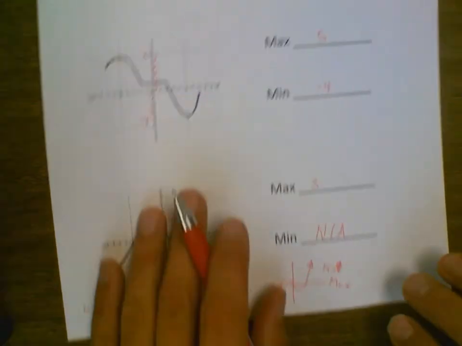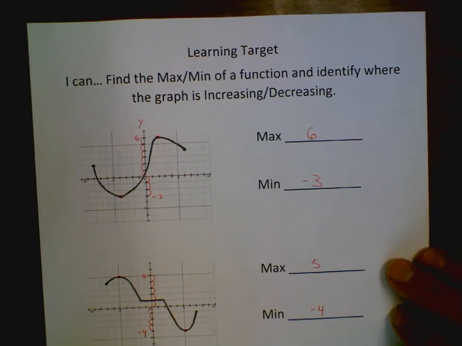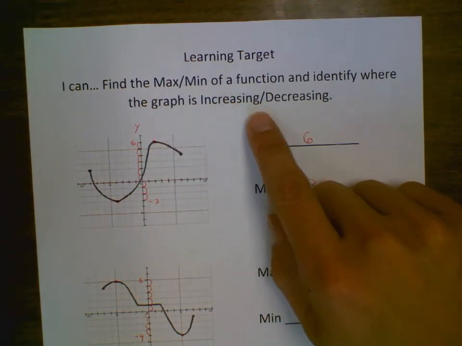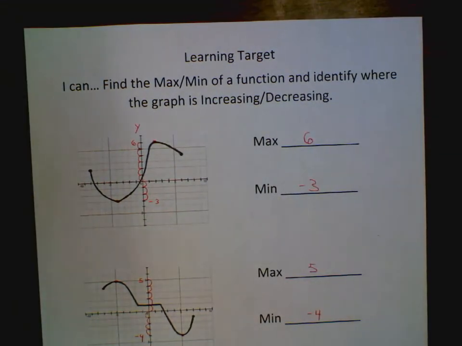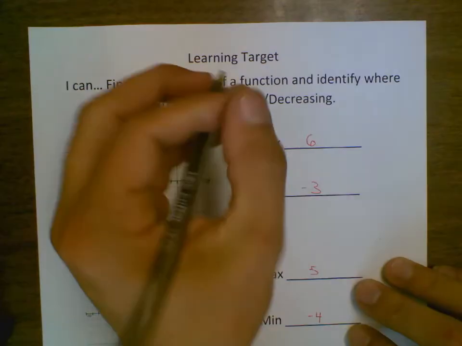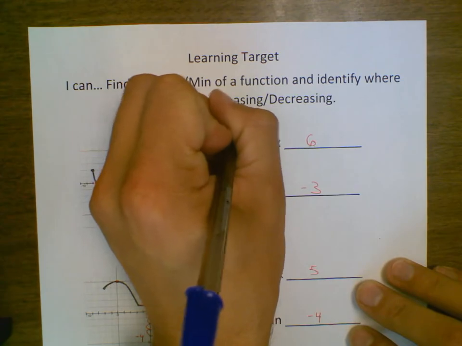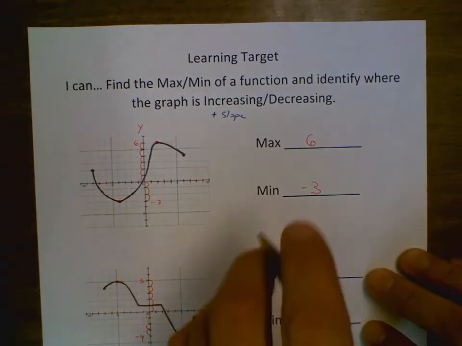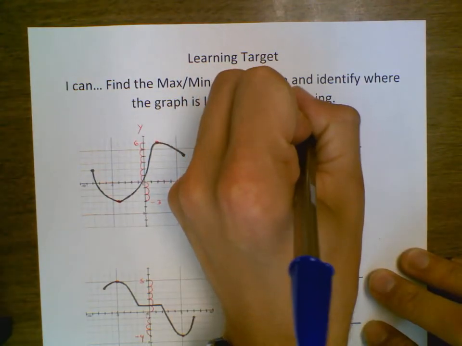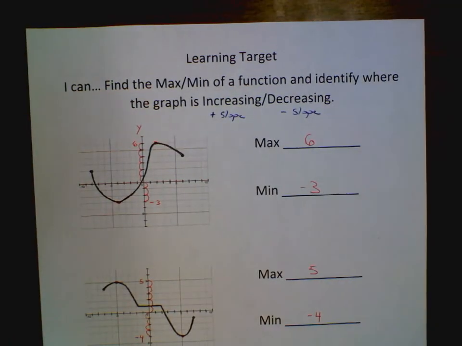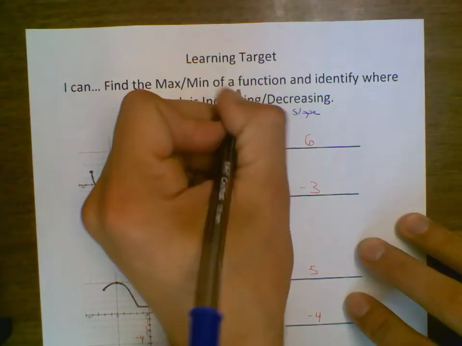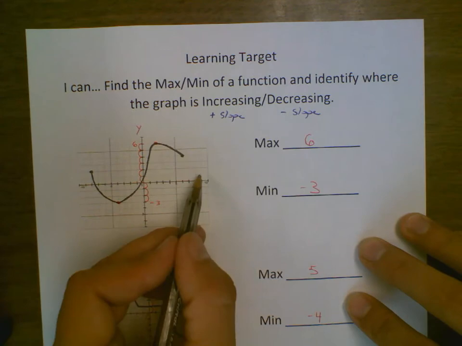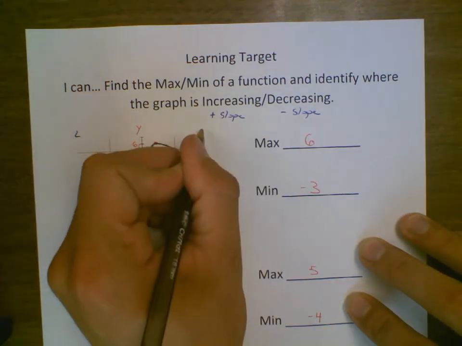All right, then let's look at the second part of this learning target. Let's talk about where the graph is increasing versus decreasing. Now, when doing this, it's important to know that increasing is when you have a positive slope, and decreasing is when we have a negative slope, okay? And we always read the graph from left to right, okay? So we're going from the left side of the graph to the right side of the graph.